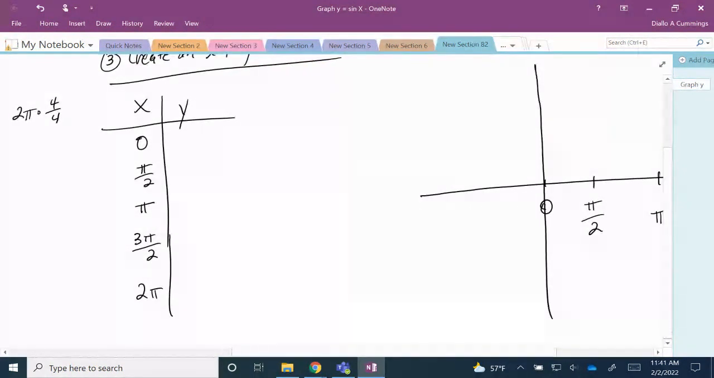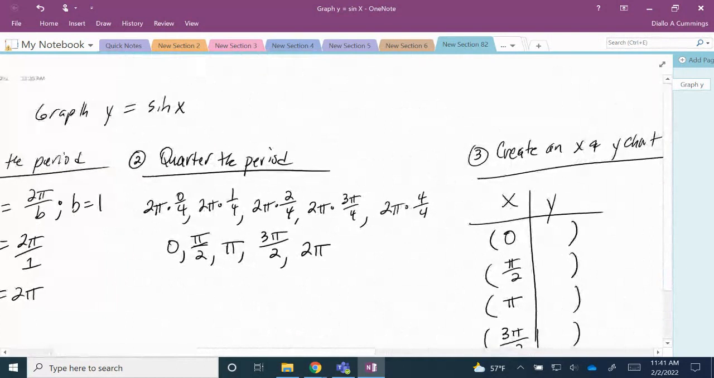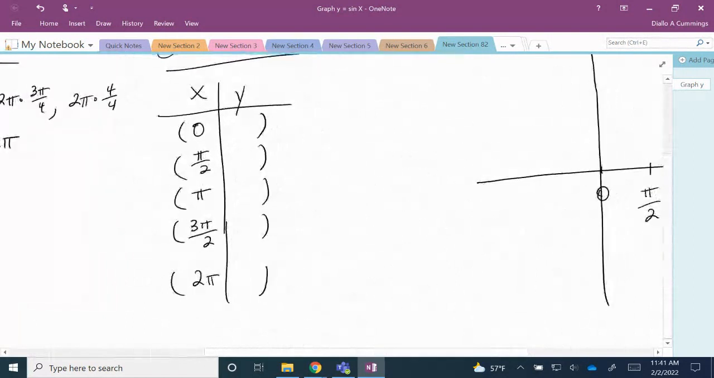So now, what are the y coordinates? Keep in mind that these things are nothing more than ordered pairs. So how do we complete the first ordered pair? Well, we're going to set y equal to our function. y is equal to the sine of x. We found our x values by quartering the period, and we're going to let y equal the sine of x. In order to find the y coordinates, we'll simply evaluate the x value with the sine. So here's how that works.